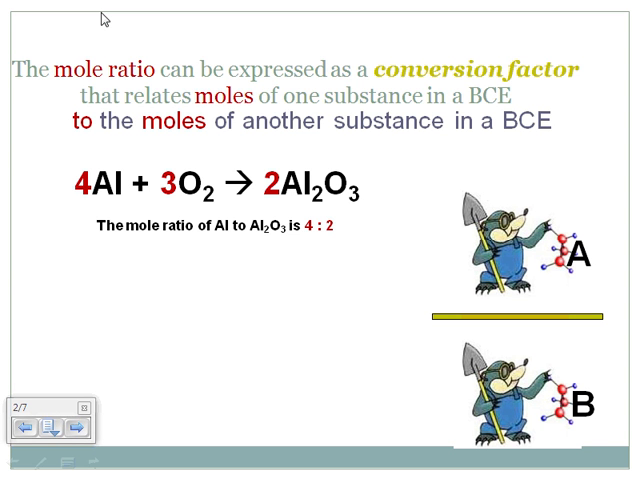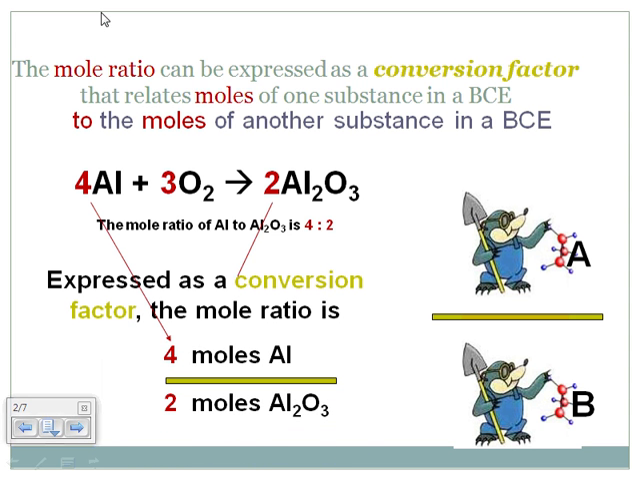So here's our balanced chemical equation. If we're looking for the mole ratio of aluminum to aluminum oxide, that's going to be 4 to 2, but it needs to be expressed in a conversion factor. So when you do our stoichiometry, it makes some sense. So the mole ratio is 4 moles of aluminum to 2 moles of aluminum oxide. And again, those come directly from the balanced chemical equation. That's where we use our coefficients.